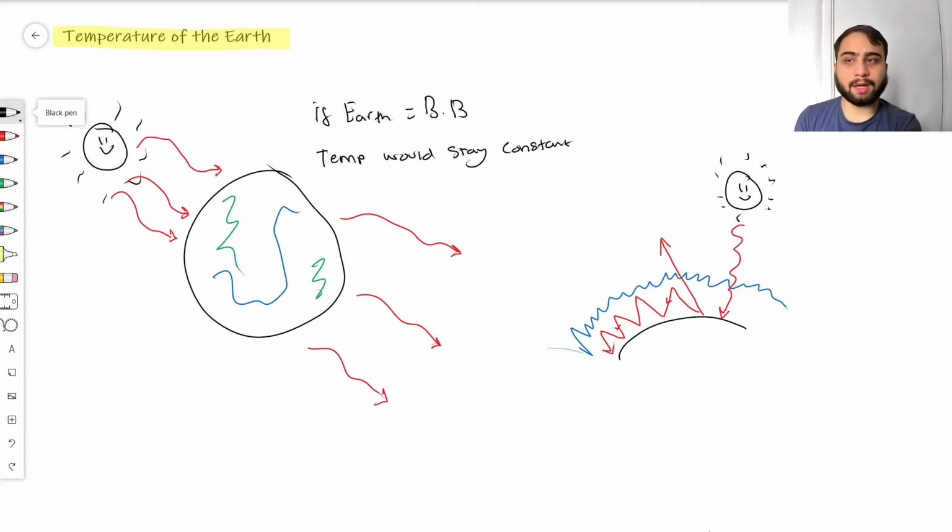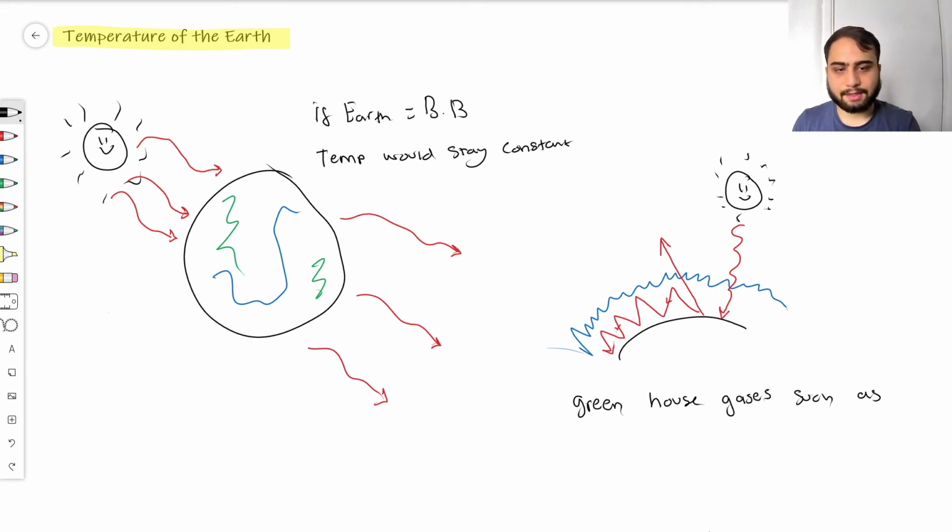Now, what makes this worse is greenhouse gases such as CO2, and actually water vapor is a greenhouse gas as well, although we often don't think it is, but it is.